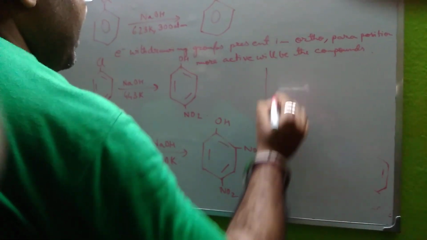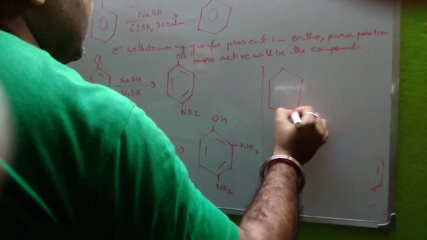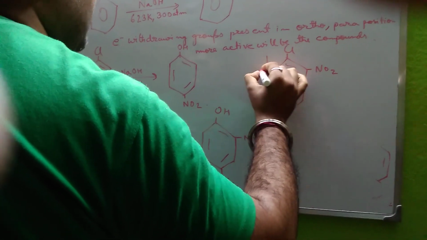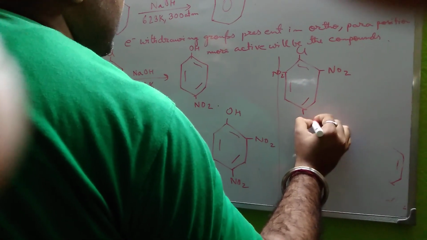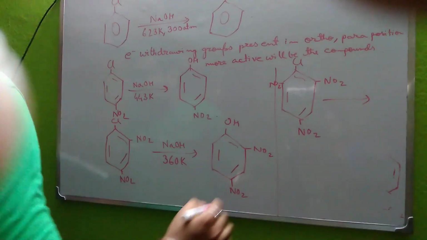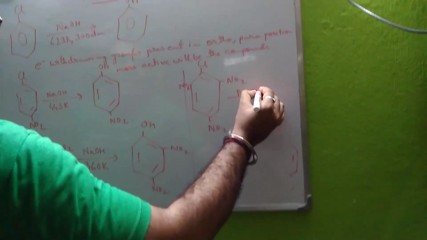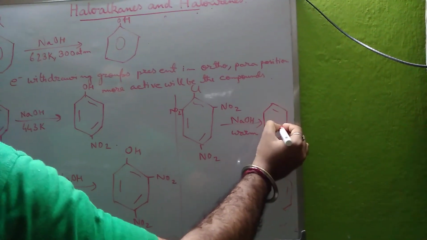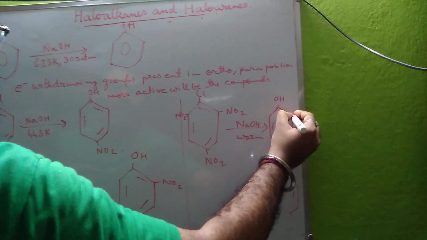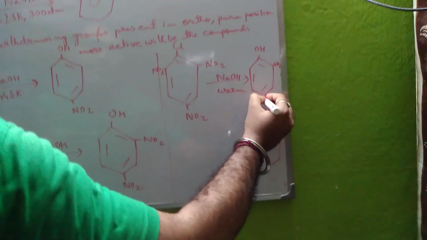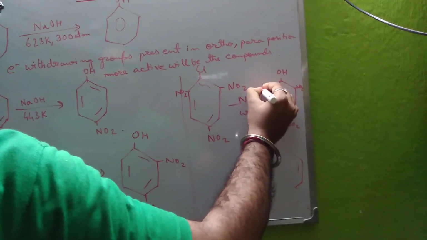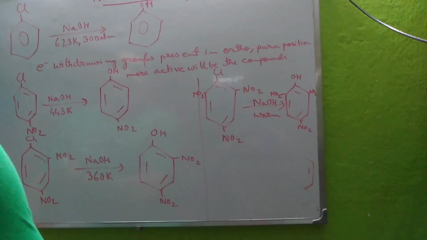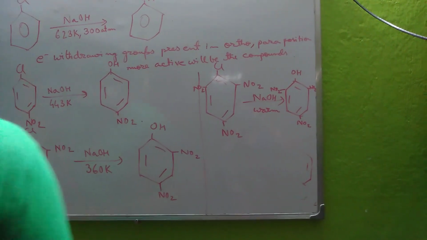Now after this, if I again react this chlorobenzene, and this time NO2 is present in both the ortho positions as well as in the para position, you will see that the temperature decreases to the least. By just warming it at a very low temperature, you will find that Cl displaces itself and in its place OH comes and the NO2 groups remain as they are. So this is how, due to the presence of electron withdrawing groups, the more the number of electron withdrawing groups, the more easily active that compound becomes.